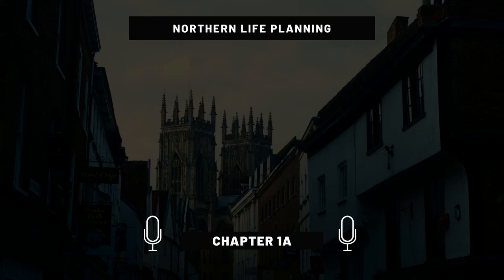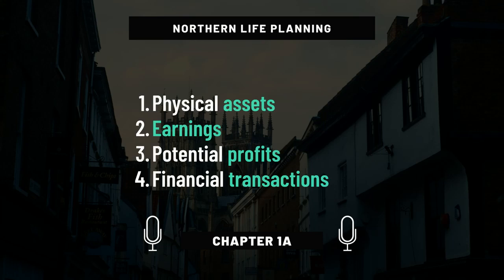The first one, what can I possibly insure? The answer is 4 things. Let's enumerate them. Physical assets, like your phone, your house, your car. You can insure earnings, so you can protect your salary in case you lose your job.